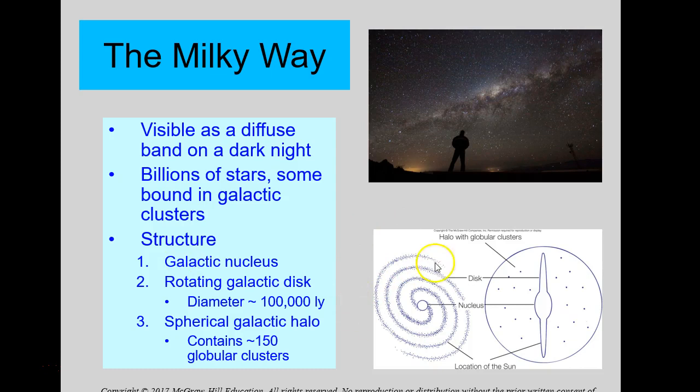This is essentially kind of what our galaxy looks like. All right, we've got these spiral arms going around. Okay, and we are located in one of those spiral arms way out here.